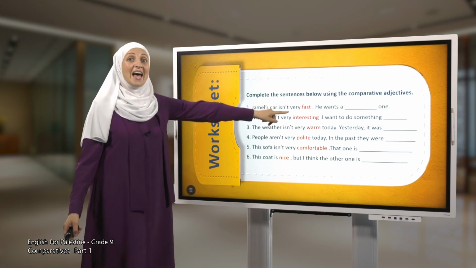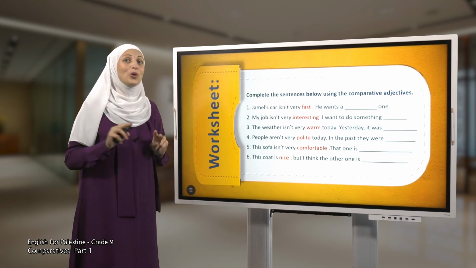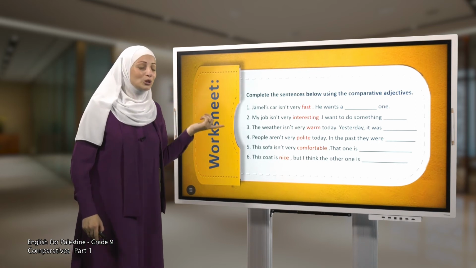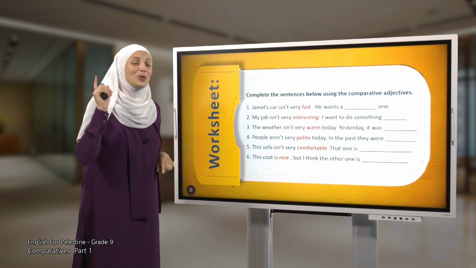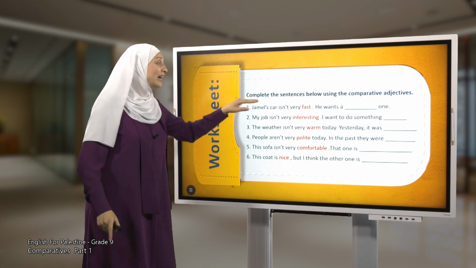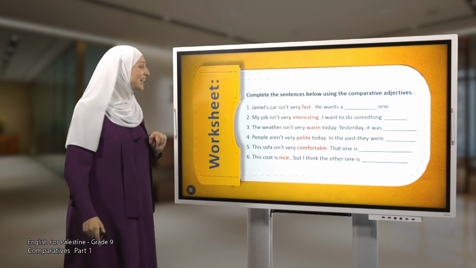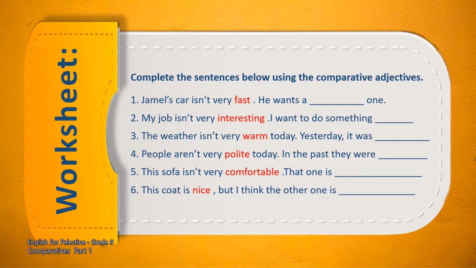It's fast. And if I am comparing two people or two things with a 1-syllable adjective, what should I do? Yes, I can hear you. Yes, you add ER. So it becomes faster. Okay, correct. Number 2, my job isn't very interesting. I want to do something.